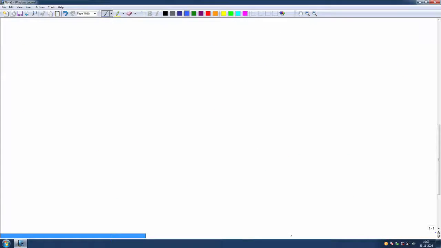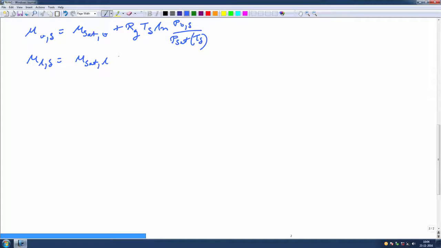So now we can write basically two sets of equations for the liquid and the vapor. So the mu of the vapor phase at delta is equal to mu_sat,V plus R_G T_delta ln of P_V delta divided by P_sat at T_delta, got it, that is a first set. Now the second set, mu_L at delta is equal to mu_sat,L plus V_L times (P_L minus P_sat at T_delta), got it.